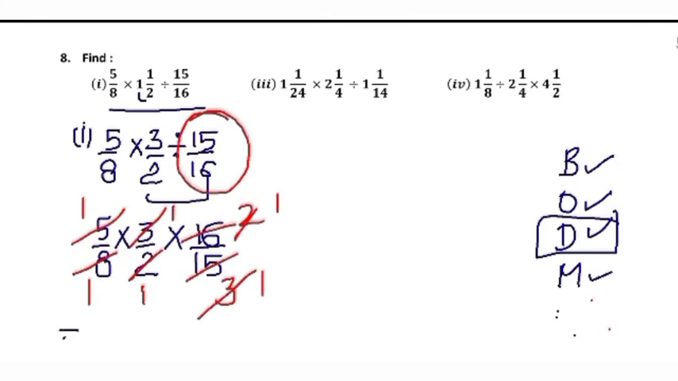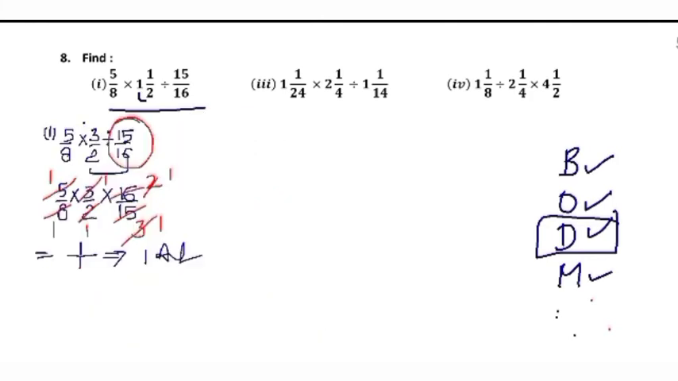So what you are getting now in numerator, you are getting 1 multiply 1 which is 1, and denominator is also 1 multiply 1 which is 1, and this is equals to 1 upon 1 is 1. This is your answer. Now let's do this third part.